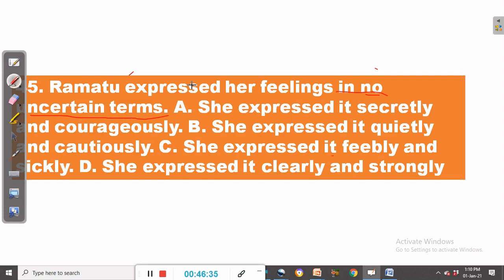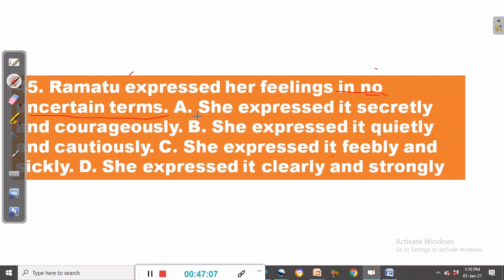So in this case, you have to eliminate "no" and eliminate "on." "On" means "no," so "no certain," it means we are left with "certain terms." So if we eliminate "no" and "on," what do we have? Ramatu expressed her feelings in certain terms. That she did that as certainly and clearly as possible. All right, so that is the understanding we have of this sentence.